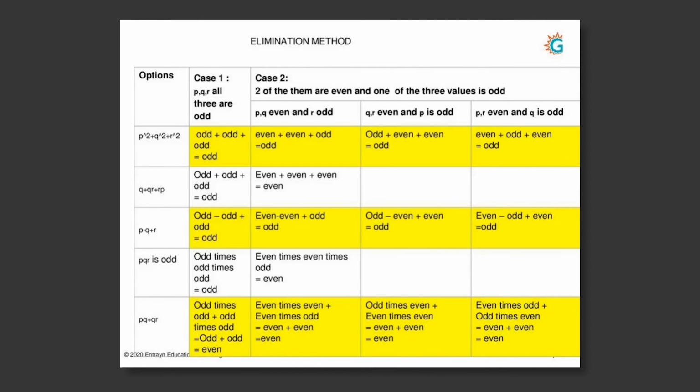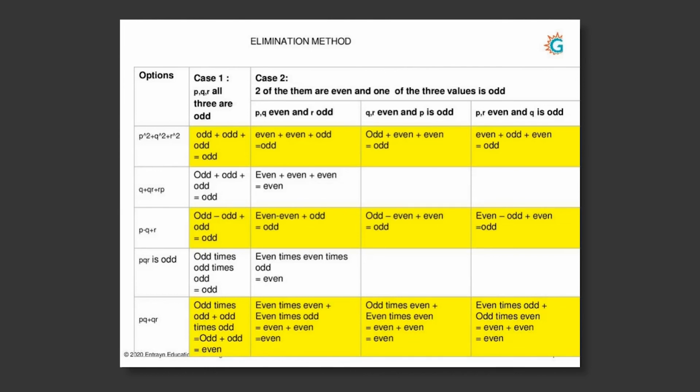So this is a correct option. Now Q plus QR plus RP. First case, it is odd, perfectly fine. But second case, A itself, it fails. When P and Q are even and R is odd, you get even, which is an even number. This is not an odd number. So this case fails. So this is not an odd number.